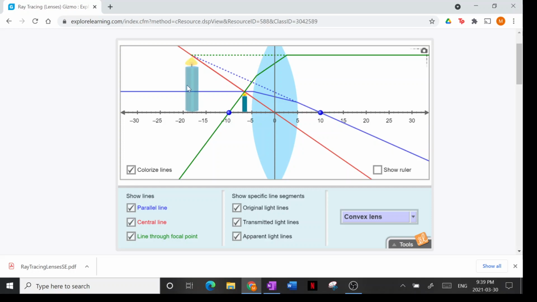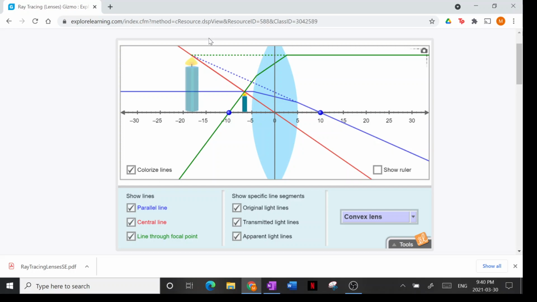If I put a screen here, the light actually doesn't travel there. The light only travels to the opposite side of the lens. But the virtual rays intersect here, and what you would have to do is look through the lens with your eye on this side, and you'd see the magnified view of the candle. So this is how magnifying glasses work, right? This is exactly what we do with magnifying glasses.